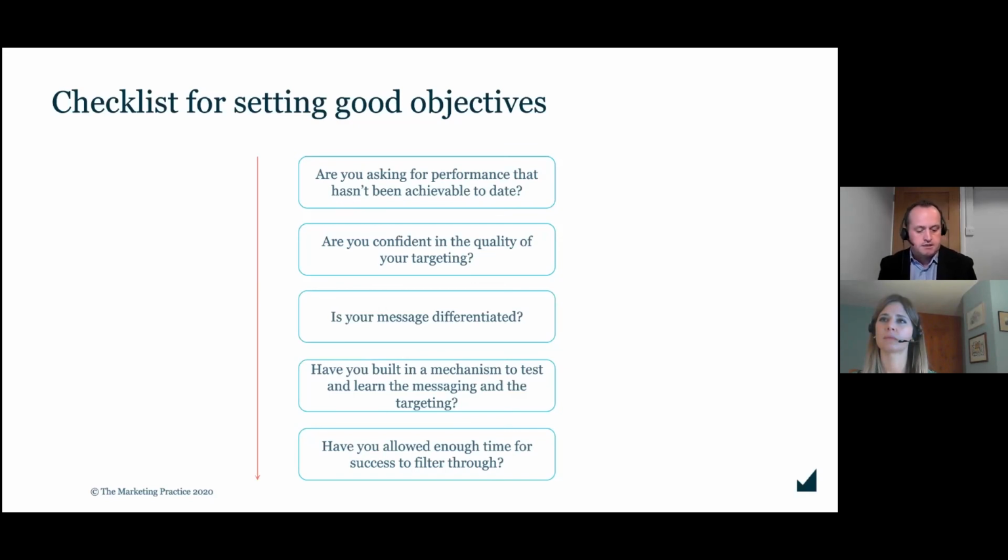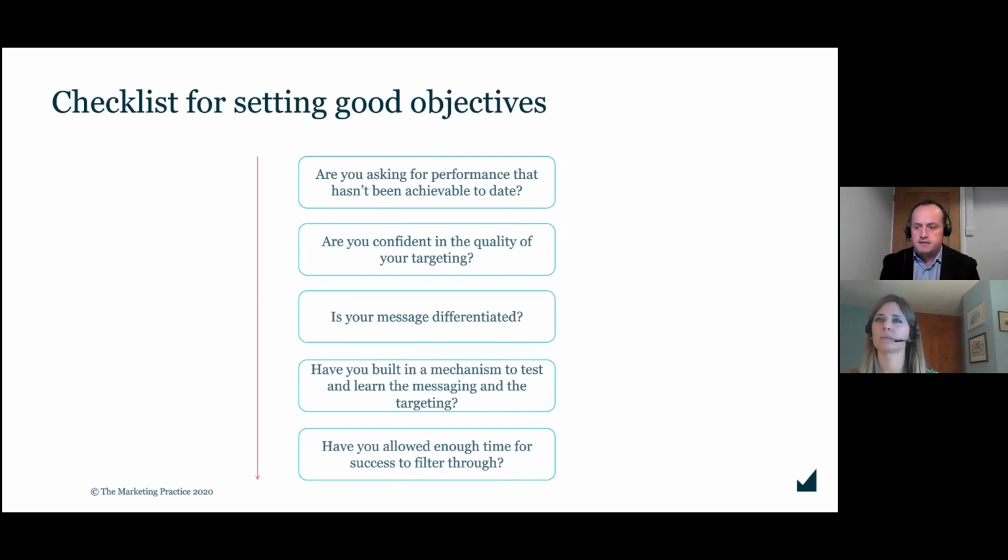Second to last is adopting a continual improvement mindset. Have you built in a mechanism to test and learn the messaging and the targeting? Making sure that you're obsessed about looking at the levers, understanding what's working and what isn't working, and then having an agile approach to the way you're thinking about your marketing activity is critical. We see very limited success with a one-size-fits-all approach.